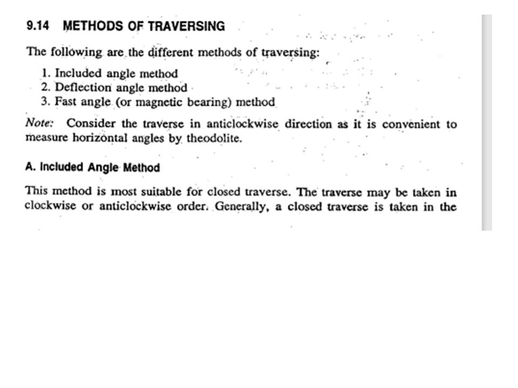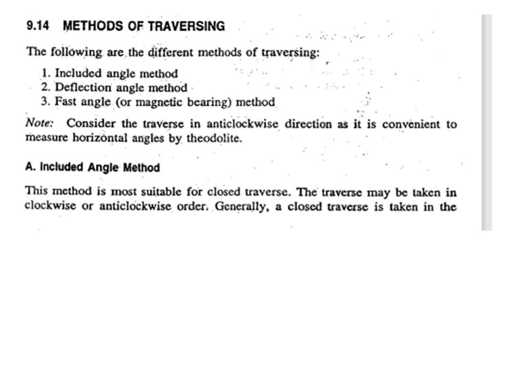So friends, in this slide we are going to see what are the methods of traversing. There are 3 methods of traversing, namely included angle method, deflection angle method, fast needle or magnetic bearing method. So we will consider the traverse in a clockwise direction as it is convenient to measure horizontal angle by theodolite.